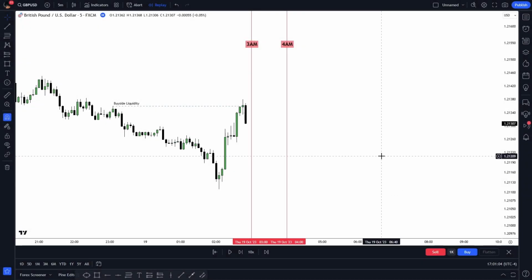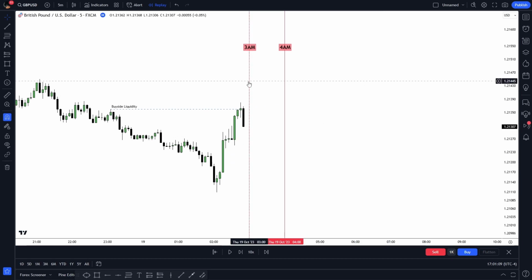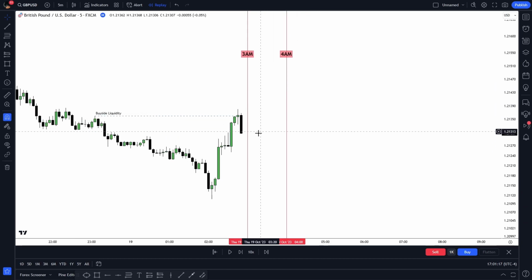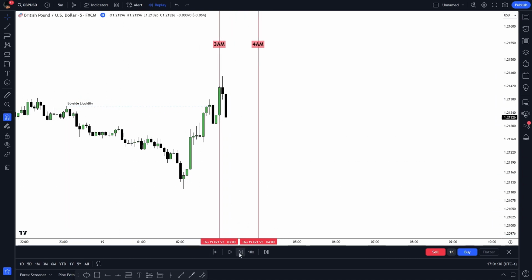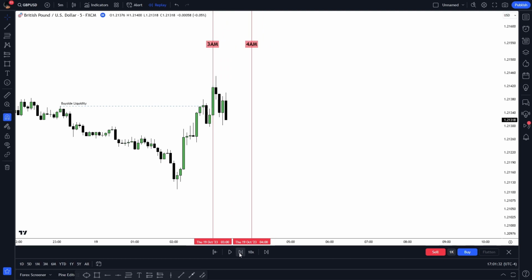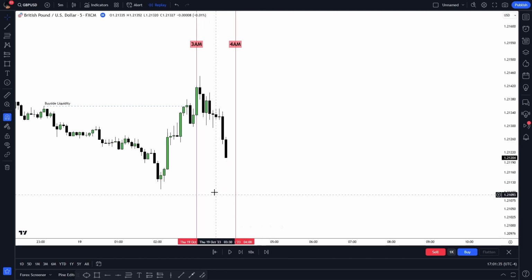So right here we are on the TPP USD, and the first red line represents the 3 a.m. mark, and the second red line represents the 4 a.m. mark. So our entry has to take place between these two red lines, okay? And as you can see, right before the silver bullet hour, we swept buy side liquidity. And if we play it out, we wait for a fair value gap to form, which happens right here. And we have a market structure shift that happened here, right?